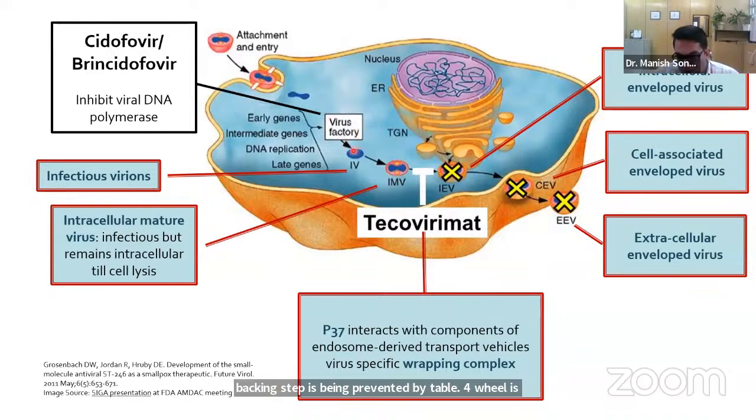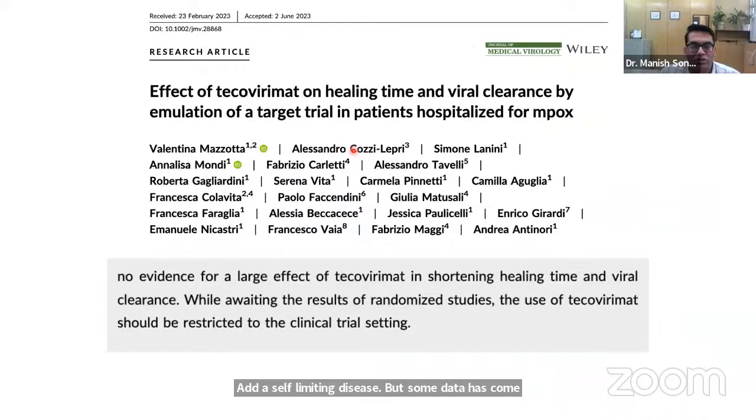Obviously it has not been much used, because the majority of patients had a self-limiting disease, but some data has come from 2022. Let's look at that. This is the effect of tecovirimat on healing time and viral clearance by emulation of a target trial. There is no randomized control trial published. There's an ongoing randomized control trial in the US, also recruiting from African countries. So they used a statistical method of emulation to make more sense out of the data from the observational studies.